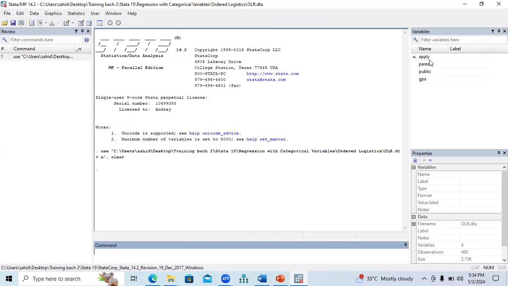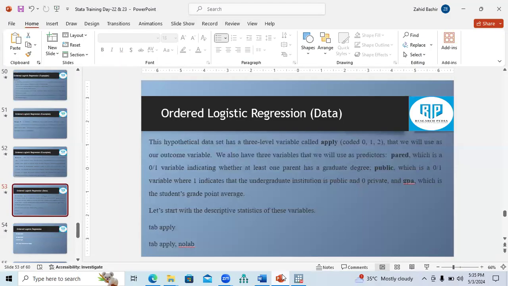If you see here, there are four variables. The first variable is apply, which is the dependent variable. The second is parent education. It is an independent variable. Then another variable is public, which indicates whether you are going to get admission in a public university or a private university, then the student GPA. So these three are independent variables, and this one is the dependent variable. First of all, we need to apply some descriptive statistics.